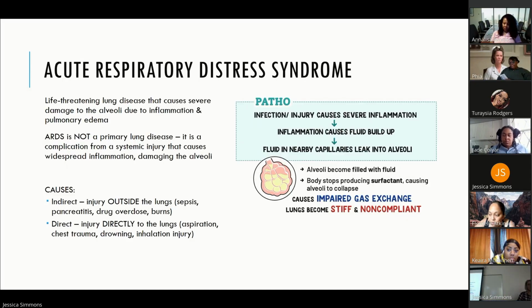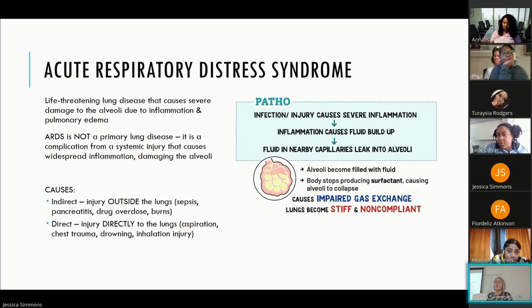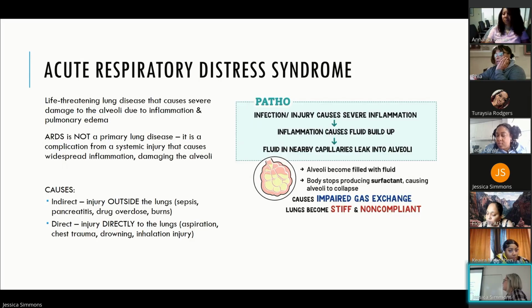Okay, so acute respiratory distress syndrome, ARDS. ARDS sucks. ARDS is what everyone died from with COVID? Yes, but COVID caused ARDS, and that's why the patients died. People that die from the flu, it causes ARDS, and that's why they die.